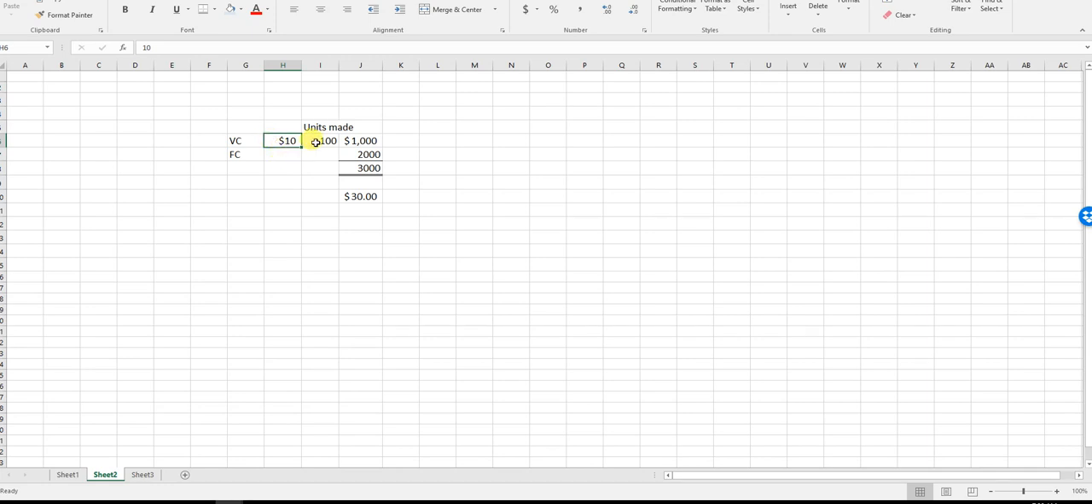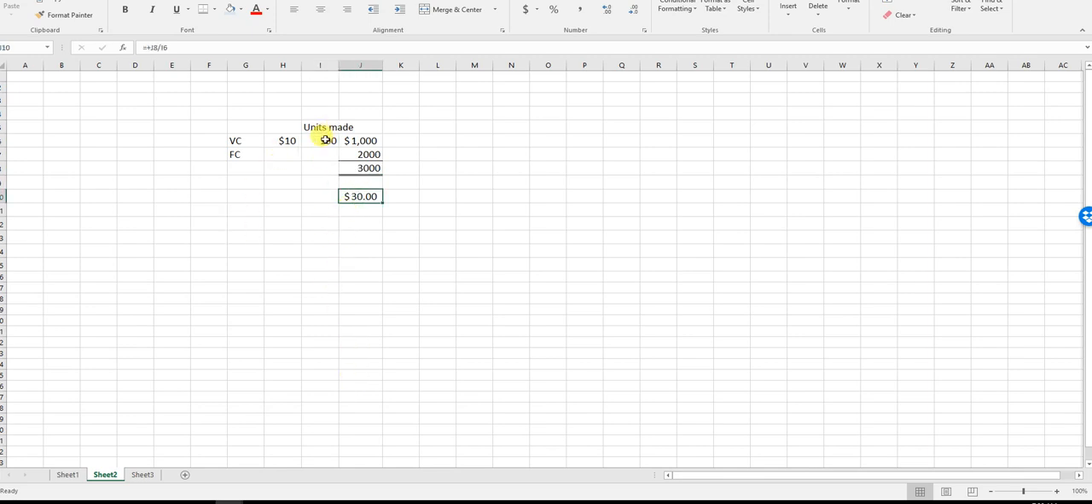I make 100 t-shirts, so I have variable cost of 100 times 10. Let's just pretend I buy the t-shirts. I buy them for $10, I buy 100 of them, so I spend $1,000 on t-shirts. Then I am charged rent of $2,000, so my total cost for my t-shirts is $3,000. My unit cost is $30, which is the 3,000 divided by 100.